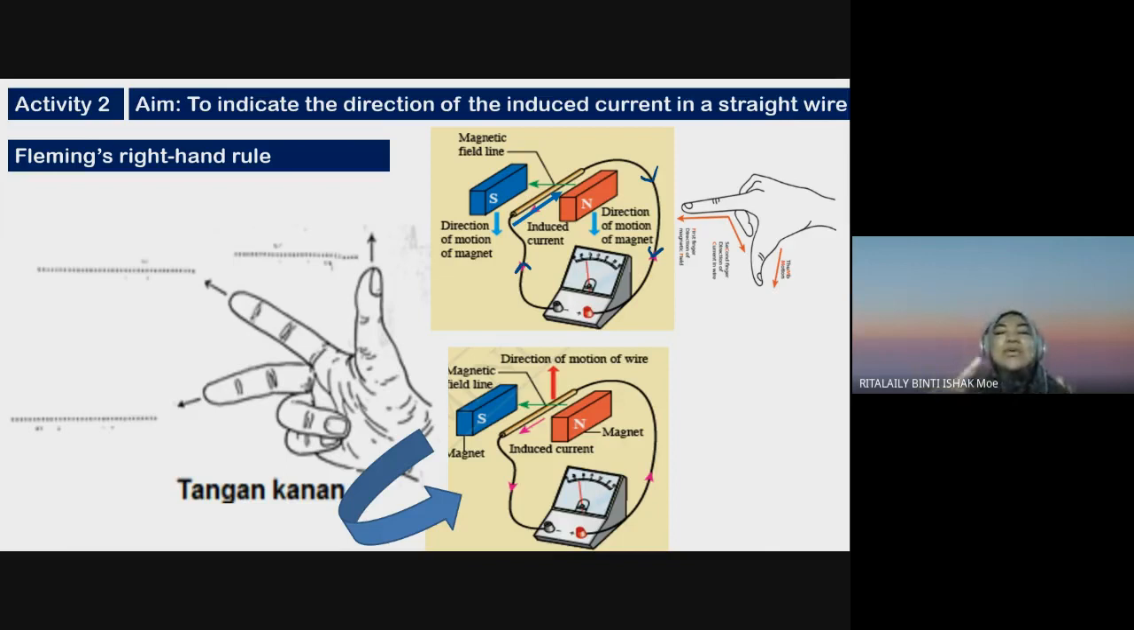For the left hand rule and right hand rule, the fingers represent the same thing. For both, the thumb is for the force, the index finger is for the magnetic field and always points towards south, and the middle finger is for the current. For the Fleming right hand rule it is induced current. For the Fleming left hand rule it is the current that flows.